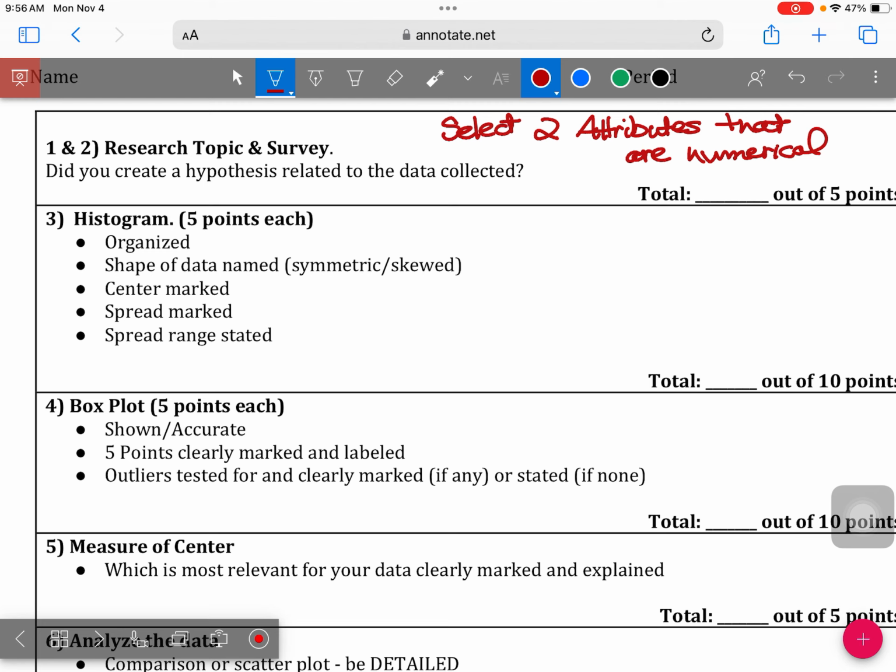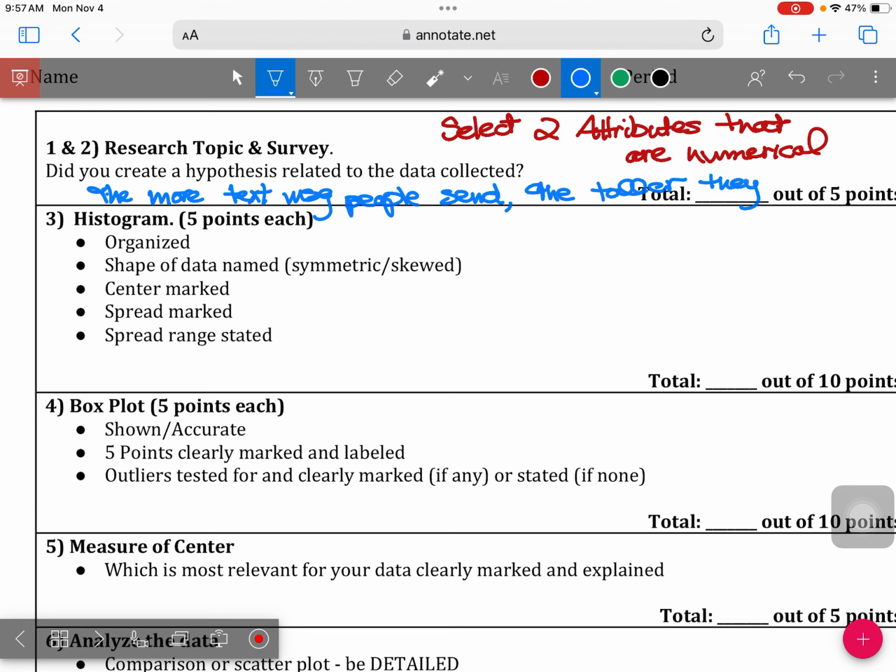When you are creating that hypothesis, you are making a comparison between the two things. You need to say something like, the more text messages people send, okay, the taller they are. It does not have to make sense.